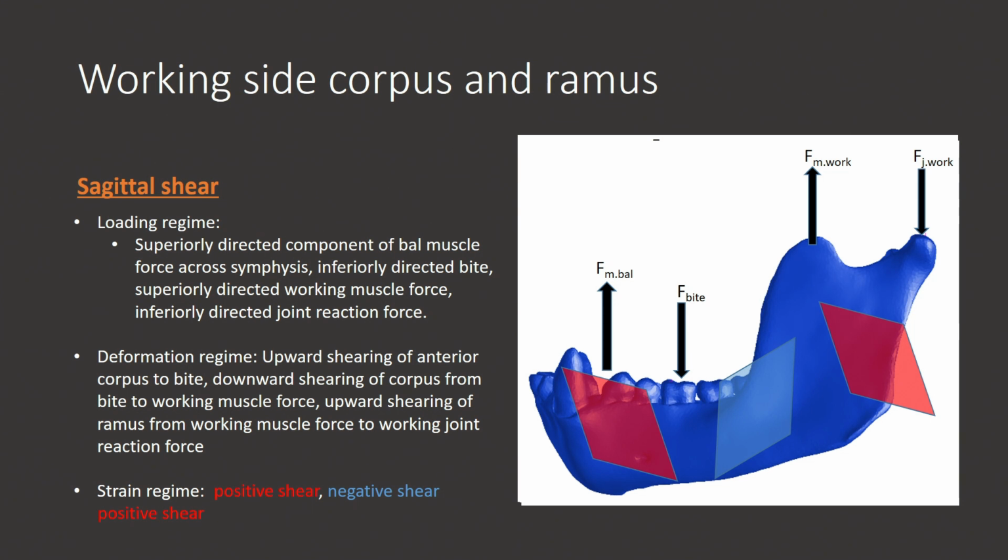So for a strain regime, we expect to see positive shear between the balancing side muscle force coming across the symphysis to the bite point, and then we expect to see negative shear between the bite point and the jaw elevator muscles, and then positive shear between the working side muscles and the joint reaction force. And that would result in positive, negative, and positive shear.